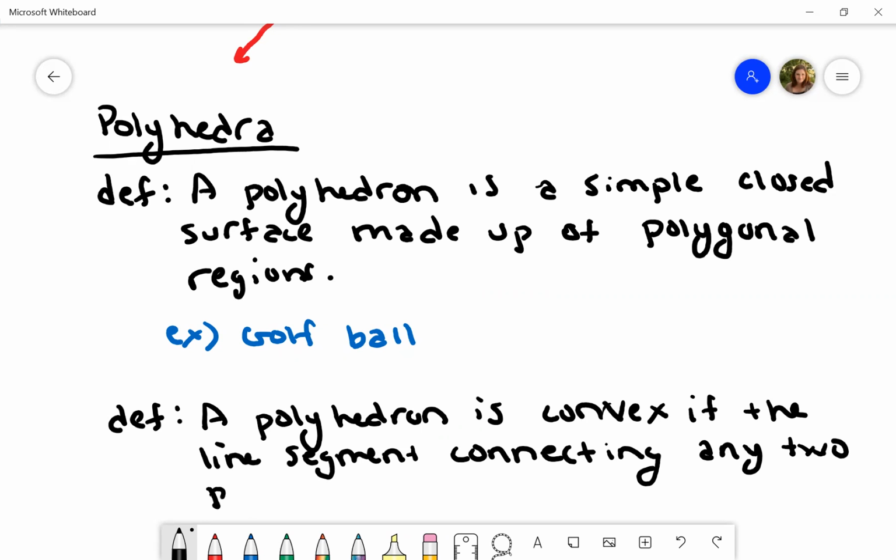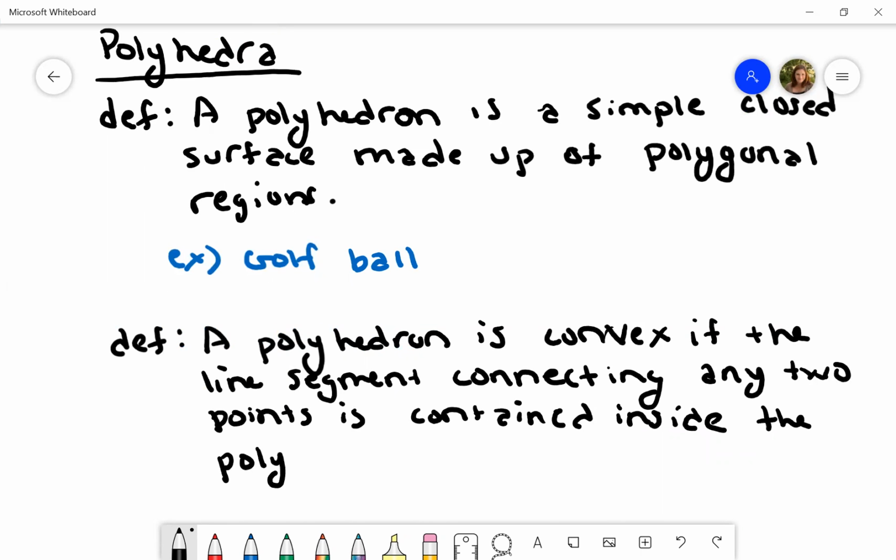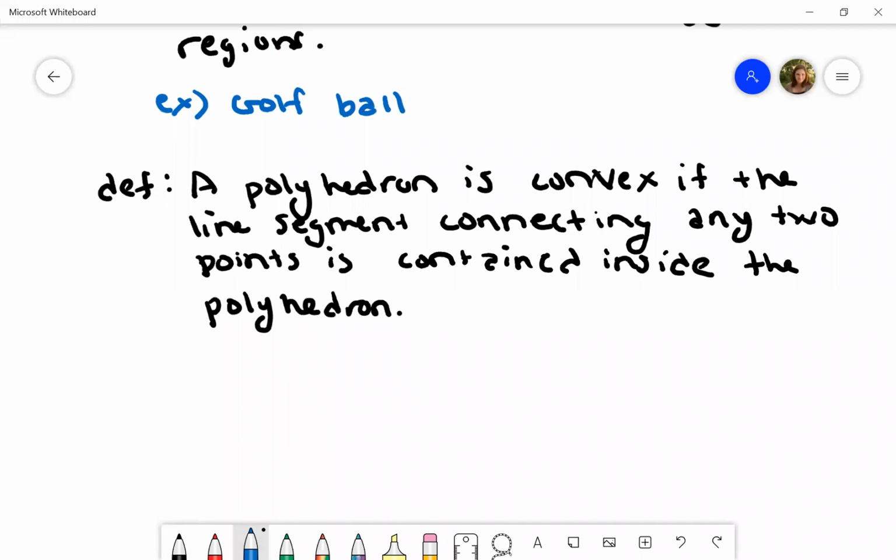is contained inside. Wow, that's not how you spell contained. It's contained. Let me go ahead and we'll draw a couple. So let's see, how about kind of like a tent, a tent shape. That is a convex polyhedron.